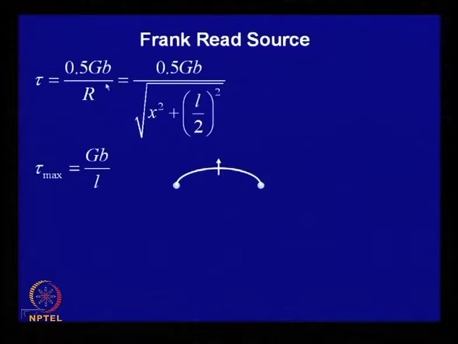So now you think about it: this applied shear stress is a function of the distance of the center of the curved dislocation line from this linear segment between these two points. Now, what is the maximum value of tau? When will this tau be maximum? Obviously, when the denominator is minimum, and the denominator is minimum when x is 0. That means the center lies in between these two points. So, in that case, tau max is G b over L.